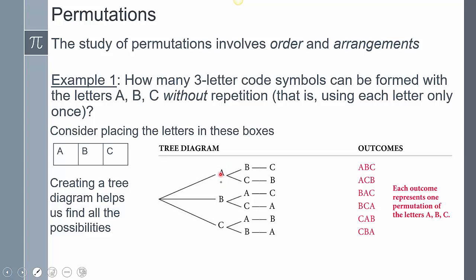And so if I start with the letter A, then I'm left with two more possibilities. It could either be B or C. If I choose B, I'm forced to choose C. If I choose C, then I'm forced to choose B. Then if I start with B, my other two options are going to be A or C. If I choose A, I have to choose C. If I choose C, I have to choose A. And so on and so forth until you get all the combinations. All of my outcomes would be these values here. And so how many three-letter codes could I make? It would be 6. The set of all these permutations is going to be the outcomes.